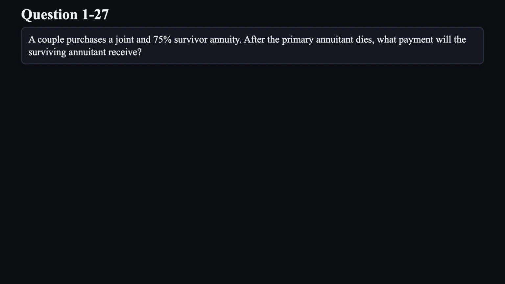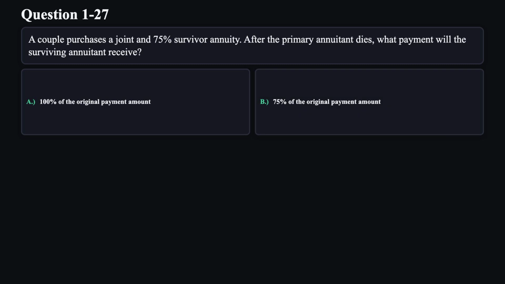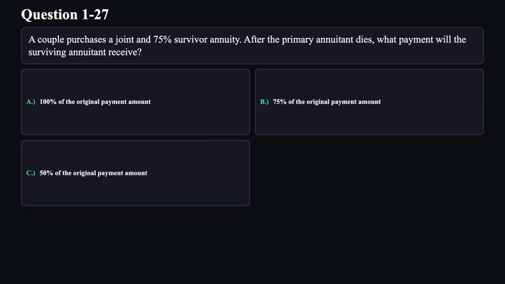Question 27. A couple purchases a joint and 75% survivor annuity. After the primary annuitant dies, what payment will the surviving annuitant receive? A. 100% of the original payment amount. B. 75% of the original payment amount. C. 50% of the original payment amount. D. No further payments.